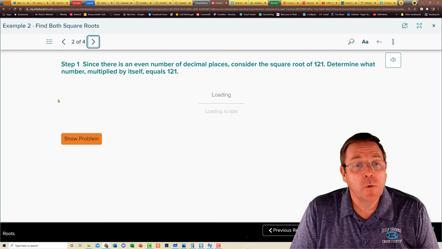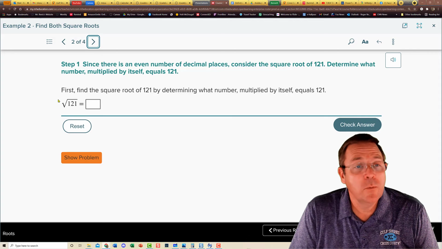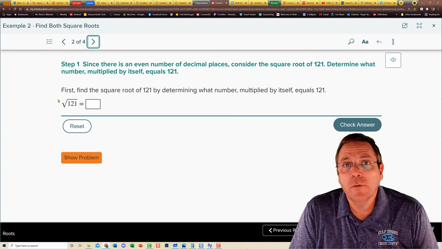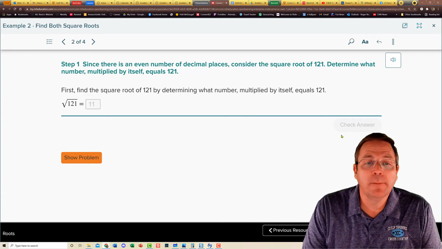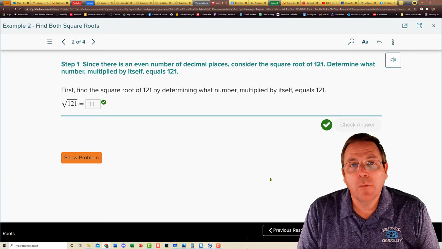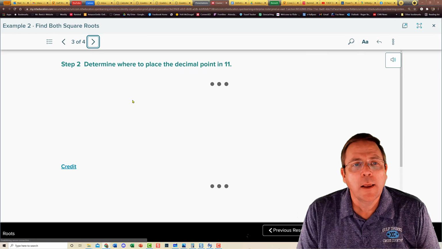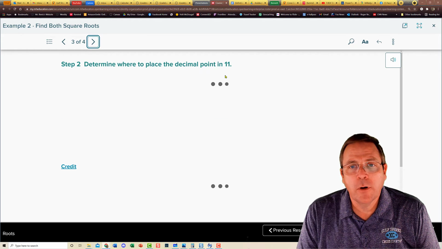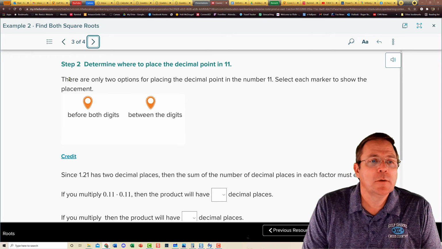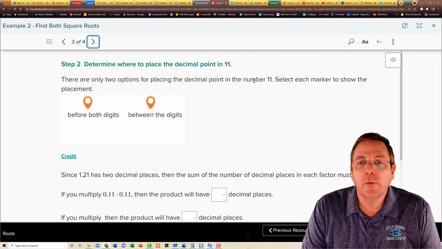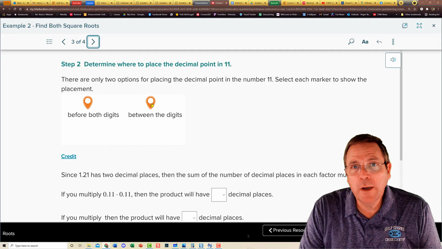They said, step 1, since there's an even number of decimal spaces, consider the square root of 121 and determine what multiplied by itself is 121. And that, of course, is going to be 11, just like we already said. And from there, we need to say, okay, where's the decimal going to fall? We know 11 is going to be part of our answer. The decimal places in our problem, 1.21, that was 2 decimal spaces. So there are only 2 options for placing the decimal point on the 11. Are we going to put it before both digits or between both digits?